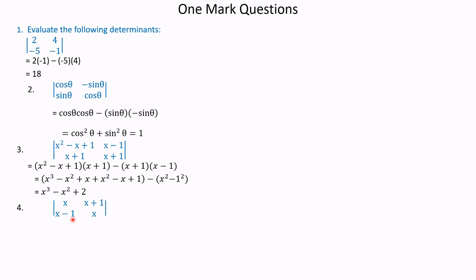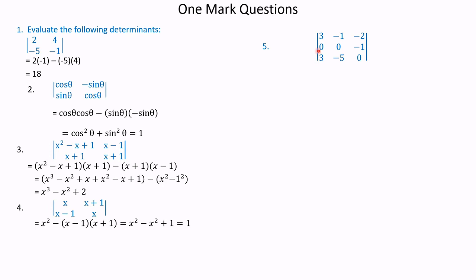Next problem 4. Given is determinant x plus 1, x minus 1, x. So it becomes x into x, which is x square. And next item is minus of x plus 1 into x minus 1. That is equal to x square minus x square plus 1. The x square gets cancelled, and the answer is 1. Question number 5.